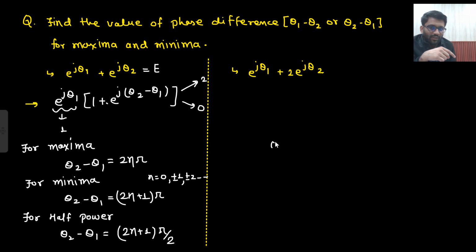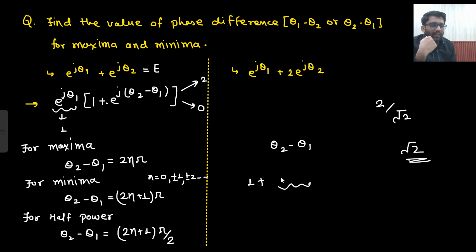What I need to do is that, what is my phase difference? Theta 2 minus theta 1. What is the maximum value? 2. I need half power. That means the electric field expression should be under root 2 times of that. So I need my expression to be equal to under root 2. So what am I getting? 1 plus something. If this is j, so what is the magnitude of 1 plus j? That is under root 2. So I need this to be j. And what is this expression? Cos theta plus j sin theta.